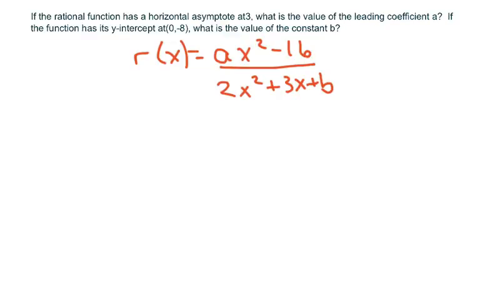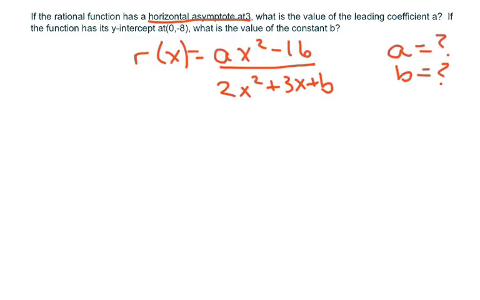Hi everyone. In this video we are looking at rationals and finding information about them. We're not graphing these. So here's our first one. We have a horizontal asymptote, and we're trying to find A and B. It tells us that we have a horizontal asymptote at 3.